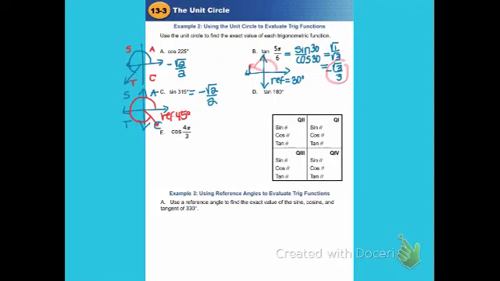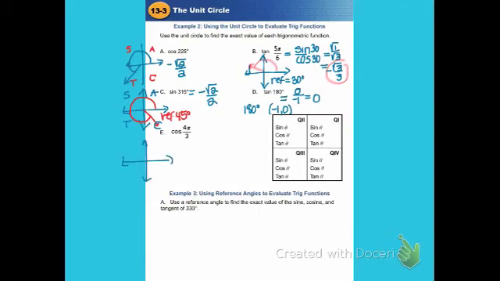The tangent of 180 degrees, well, remember 180 degrees is right on the x-axis, and its coordinates there at 180 degrees are -1 and 0. So if we think of it as the sine over the cosine, we know it's 0 over -1, which is 0. So the tangent is 0.